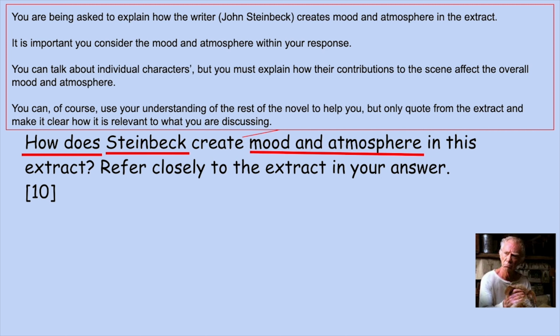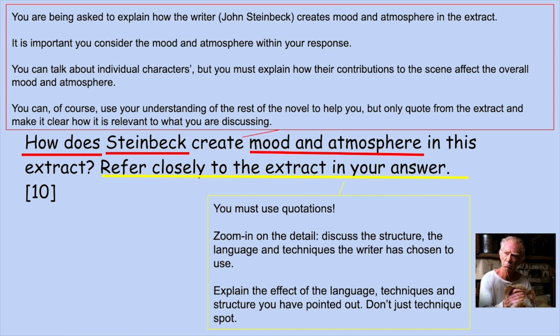You can talk about individual characters, but you must explain how their contributions to the scene affect the overall mood and atmosphere. You can, of course, use your understanding of the rest of the novel to help you, but only quote from the extract and make it clear how it is relevant to what you are discussing. You must use quotations in an extract question.